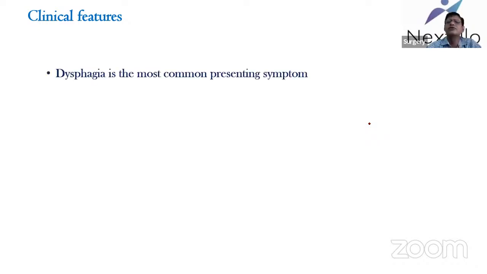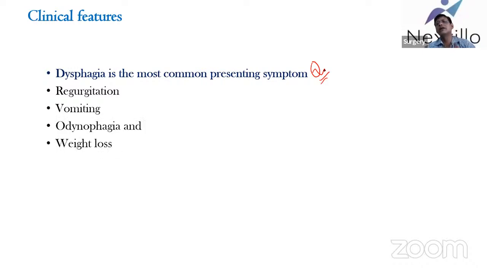Dysphagia by far is the most common presentation. The most common presenting symptom or clinical feature is dysphagia. Regurgitation may be there, vomiting, odynophagia. Odynophagia means that there is pain in swallowing. Then weight loss, and when the malignancy advances and invades the adjoining structures, it may invade the trachea, giving rise to tracheoesophageal fistula.